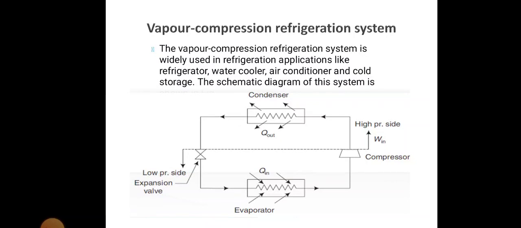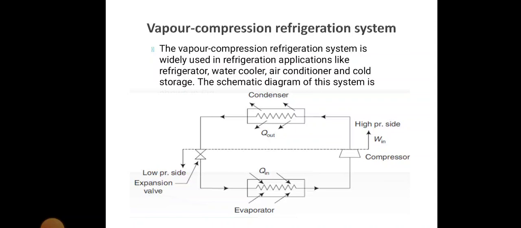In the compressor, the refrigerant vapor is compressed. Then the high pressure refrigerant vapor from the compressor is passed through the condenser. Then the refrigerant gives out the heat it had taken in the evaporator, plus the heat equivalent of the work done on it in the compressor.